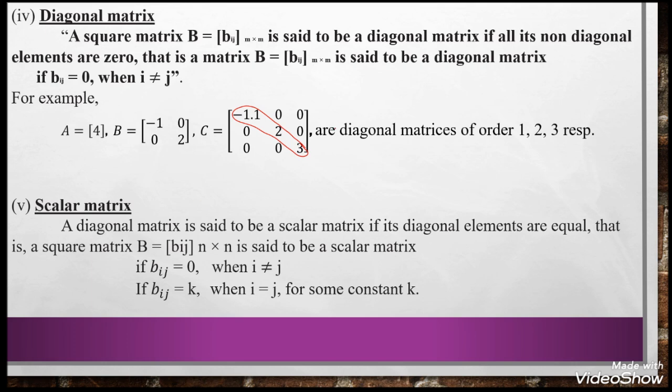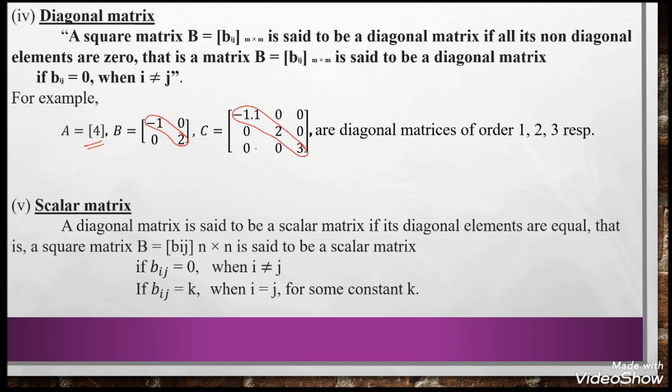Here, for example, take matrix A. The diagonal elements are -1, 2, 3. Here -1, 2, 3 are the diagonal. Other than the diagonal, all the numbers are equal to 0. Then it is called a diagonal matrix.